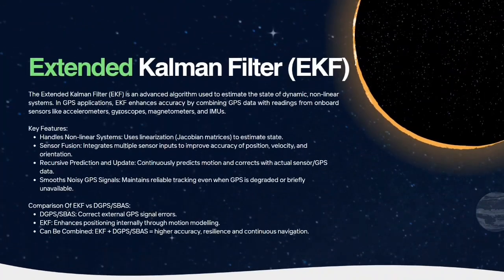So next is the Extended Kalman Filter, or EKF. The extended Kalman filter is an advanced algorithm used to estimate the state of a dynamic nonlinear system in GPS applications. EKF enhances accuracy by combining GPS data with readings from onboard sensors like accelerometers, gyroscopes, magnetometers and IMUs. The key features: handles nonlinear systems, uses linearization to estimate state, sensor fusion integrating multiple sensors, and recursive prediction and update, continuously predicting motion and correcting with actual sensor or GPS data. Lastly, it smooths noisy GPS signals.